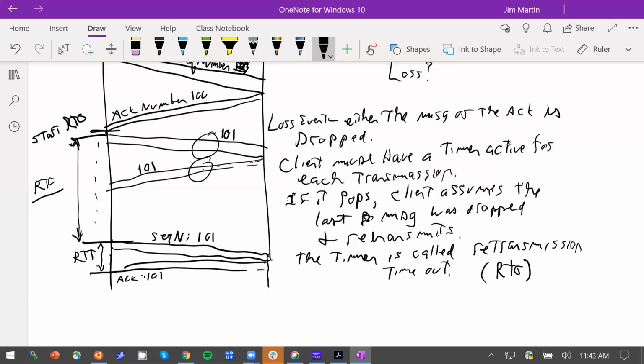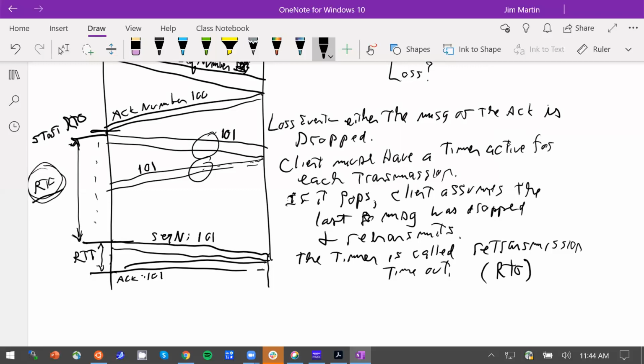And so when we talk more about TCP, we'll get into the issue of what is the right choice for that time, the RTO. If it's too small, then it might pop due to maybe the network becomes congested and it takes longer for that packet to make its way to the destination.